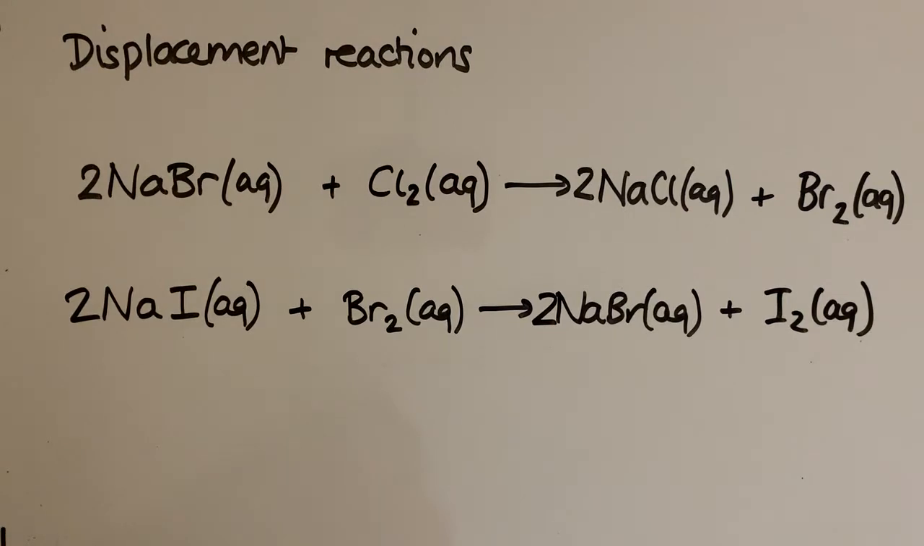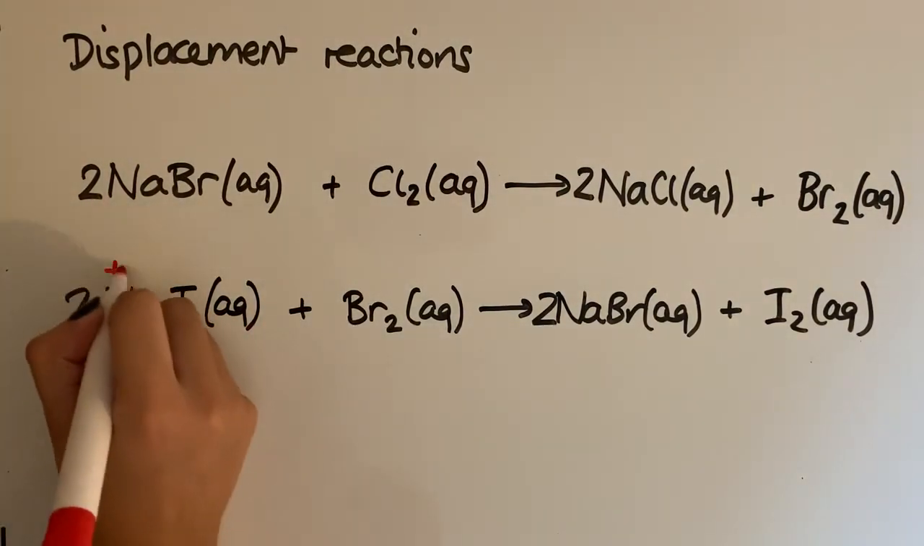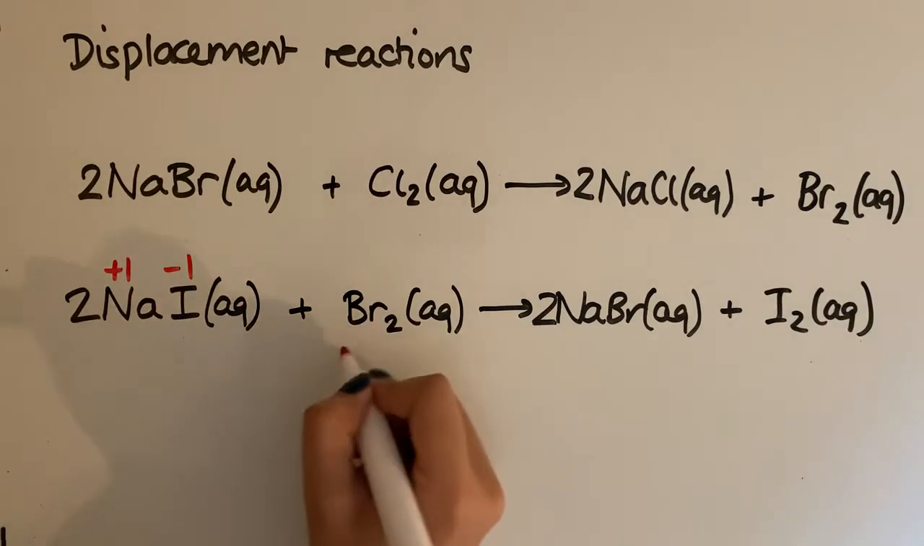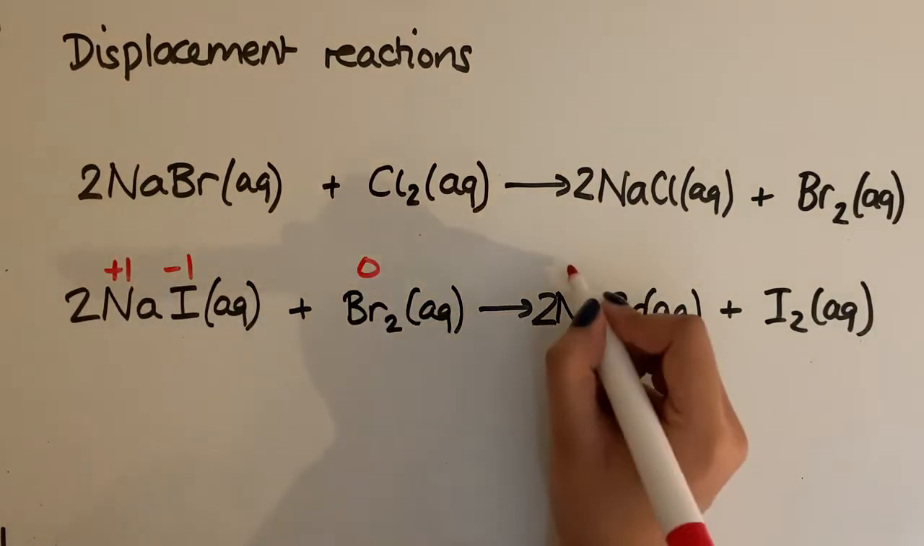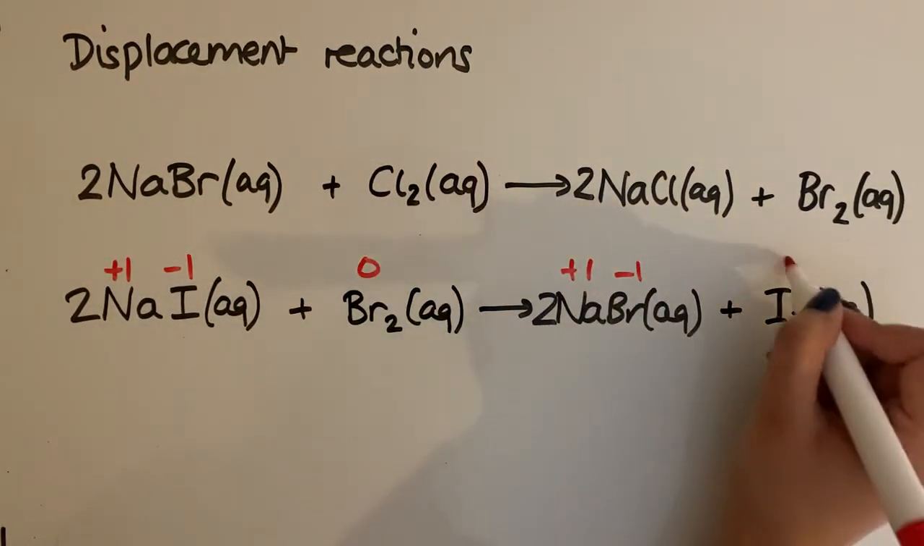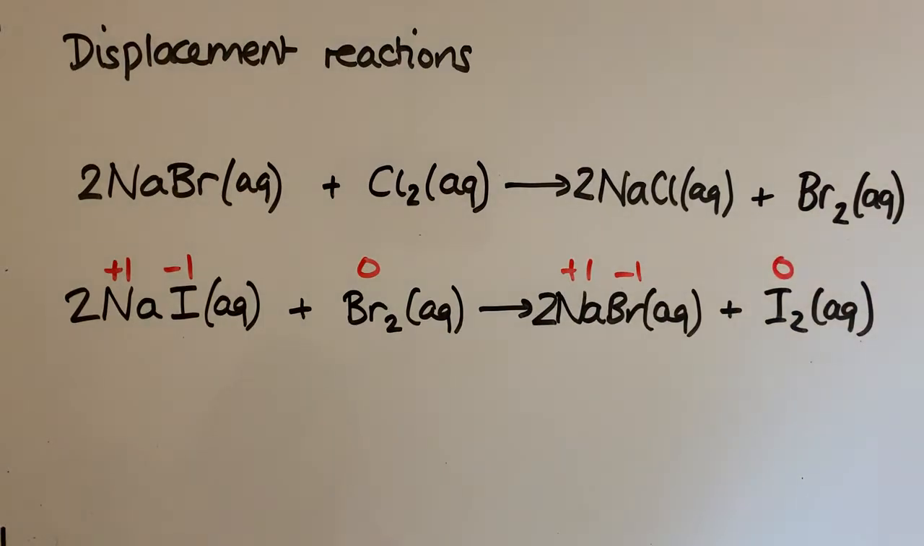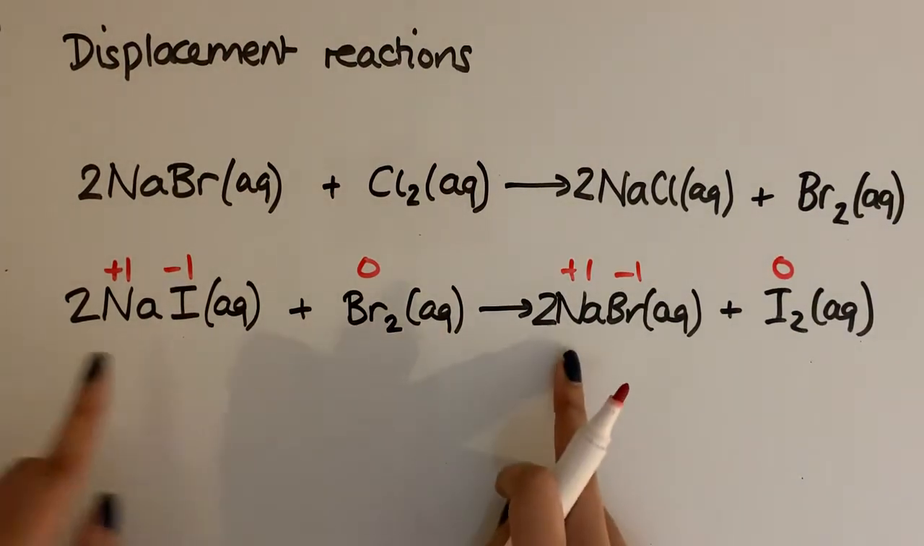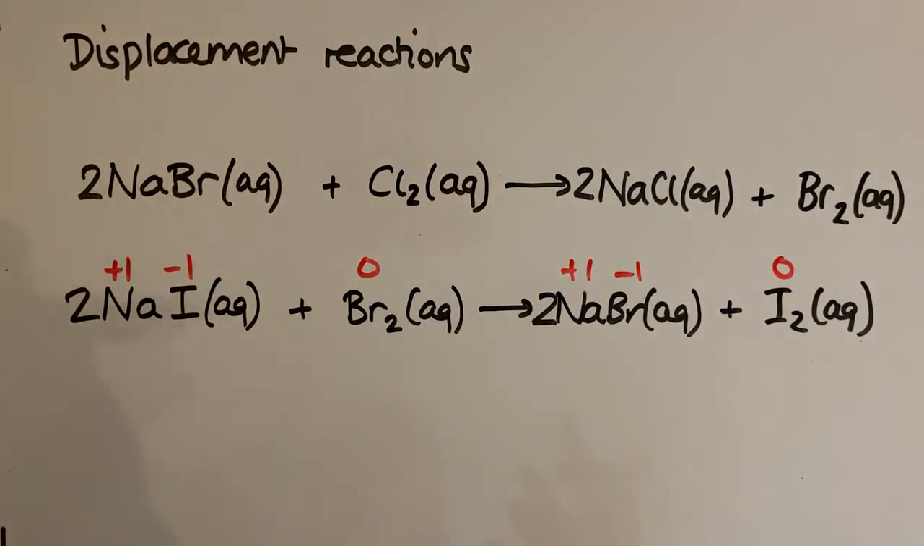Okay, and we can show that these are redox reactions by putting in oxidation numbers. So for example, let's do it for this one here. Sodium here is +1, iodine is -1, uncombined element 0, +1 here, -1 there, and 0 here. Okay, and we can see that sodium hasn't changed, so it's not taking part in the reduction or the oxidation.